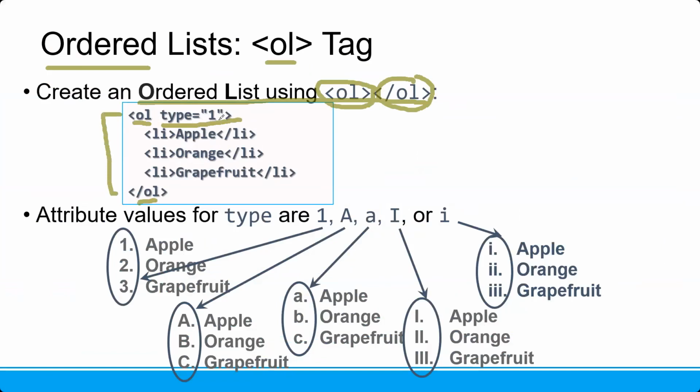So if it is 1, you will see 1, 2, and 3. If it is A, then you will see A, B, C. If you have specified with the small a, then it will be the letters a, b, c in small letters. If you put big I, then it is the Roman numbers, like I, II, III. If you use the small i, then it will be the Roman numbers with small letters.